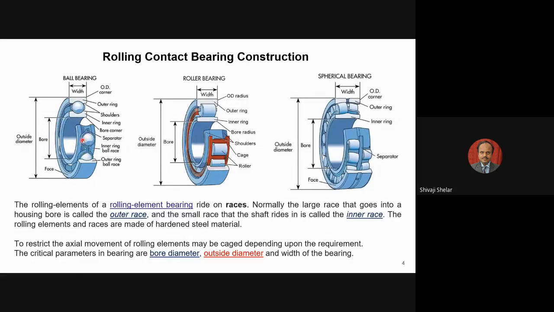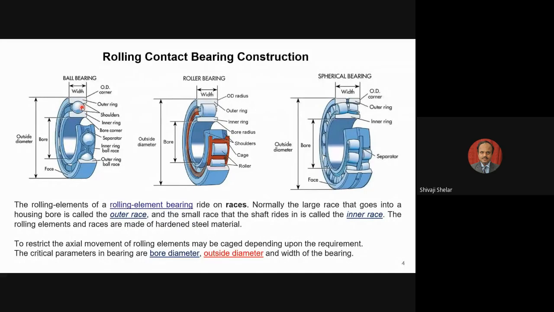So there is a cage available. A metallic or plastic cage will be provided depending upon the load coming there. If there is a greater amount of axial load coming, then this cage should also be strong, so a metallic cage will be provided. In this metallic cage, these balls, the spherical or rolling elements, are housed.